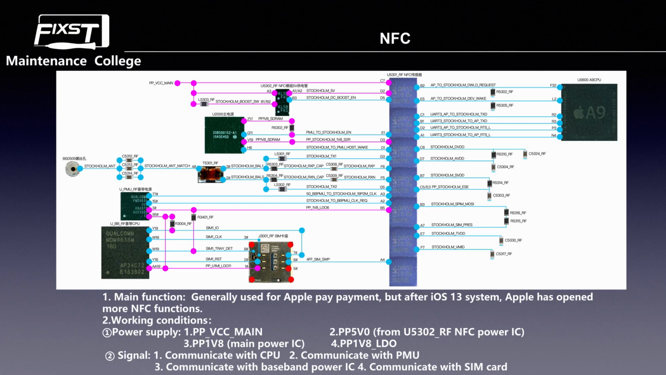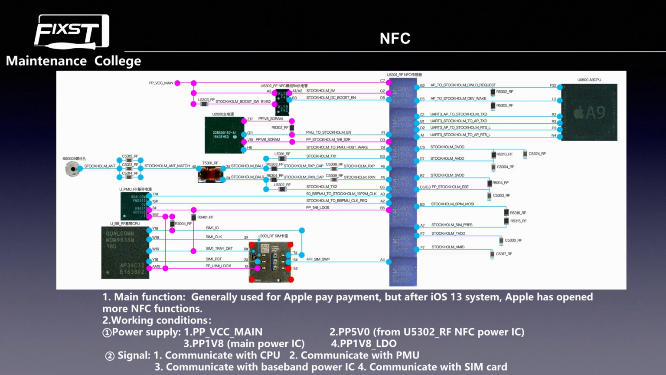Okay, now we see the next red line. We see the B5 pin of the NFC. This line is from the baseband power IC, which sends the 1.8 voltage to the NFC. Okay, this is all the power supply for the NFC. Now we see the signal part of the NFC. We see the E1 pin of the NFC. This line is from the PMU to the NFC, the enable signal, driver signal.